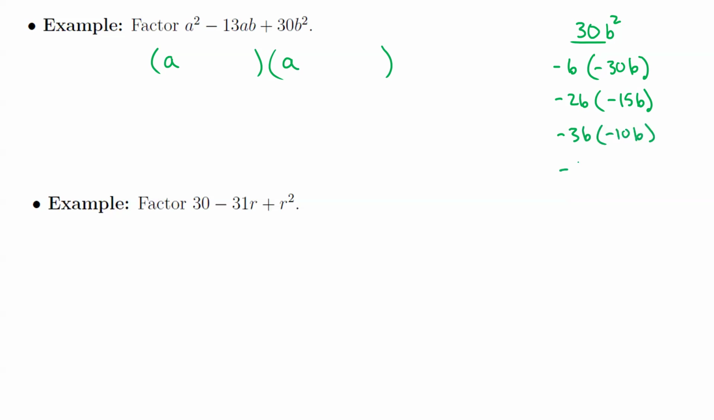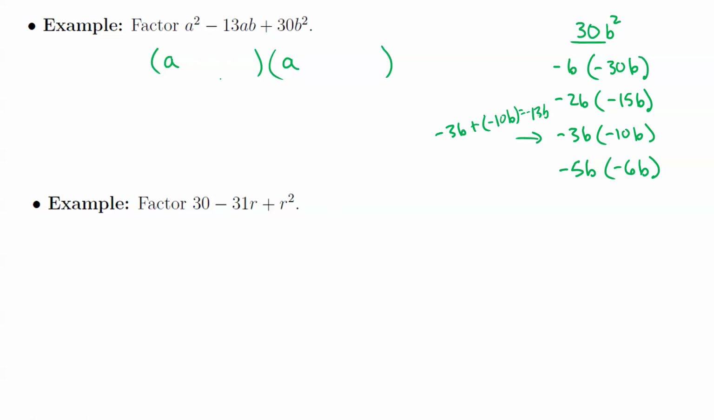And I can already spot the correct answer, but I'm going to list them all out here. So clearly -3b plus -10b equals -13b, right? That's what I'm looking for. Now, that's not exactly what we want, right? We want -13ab, but here's what that comes from.